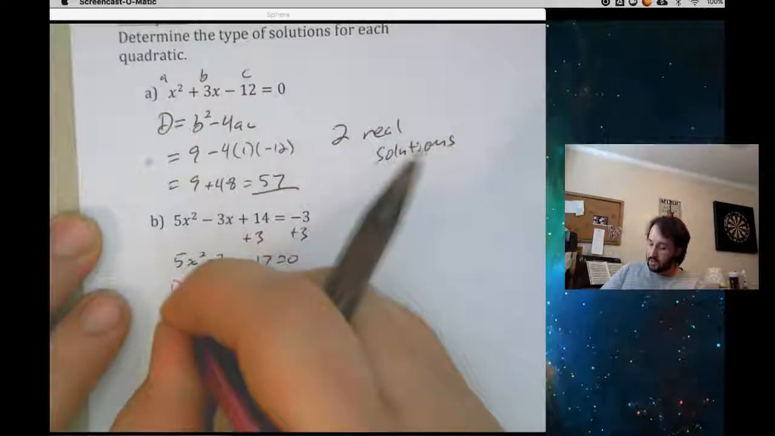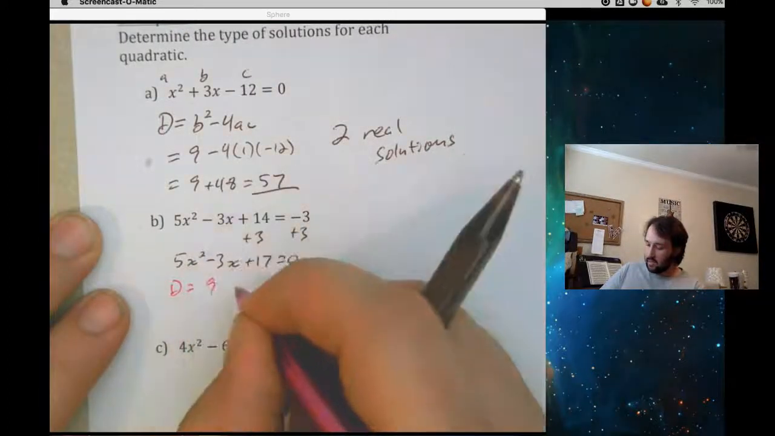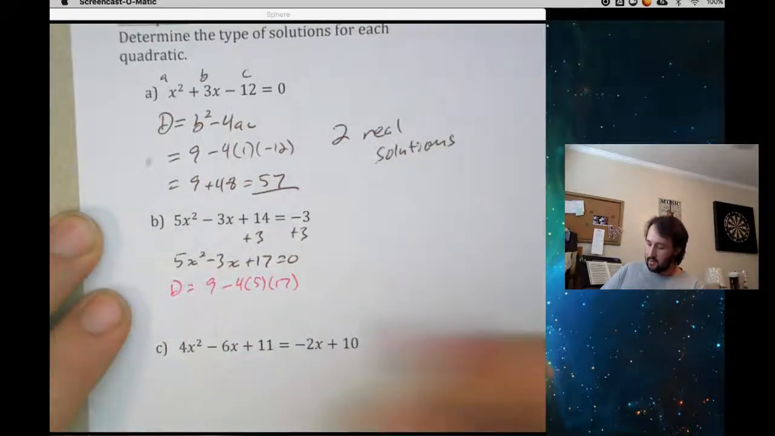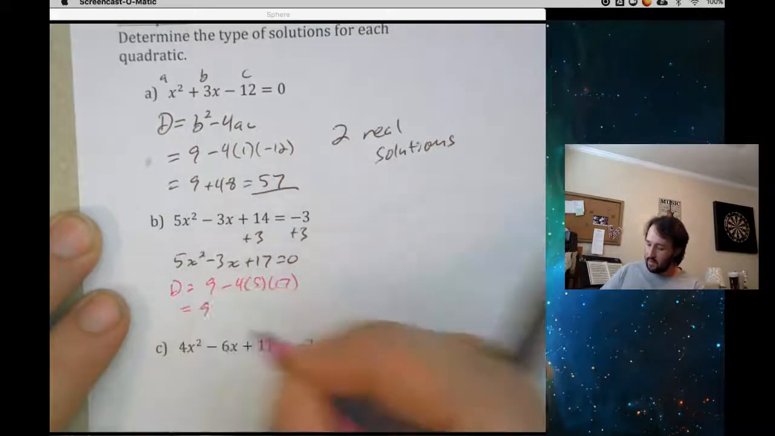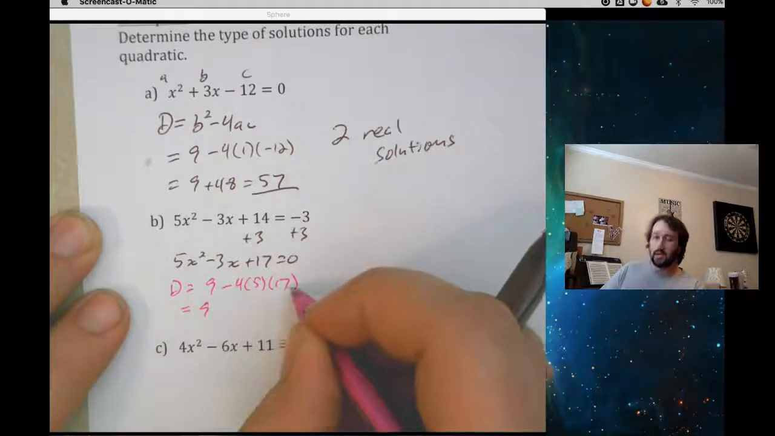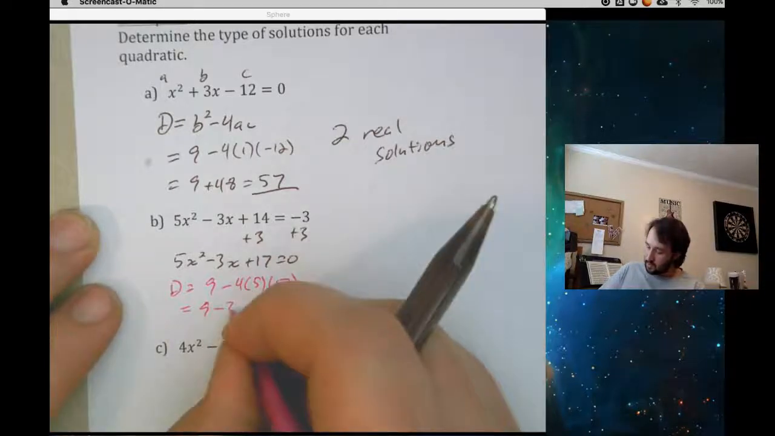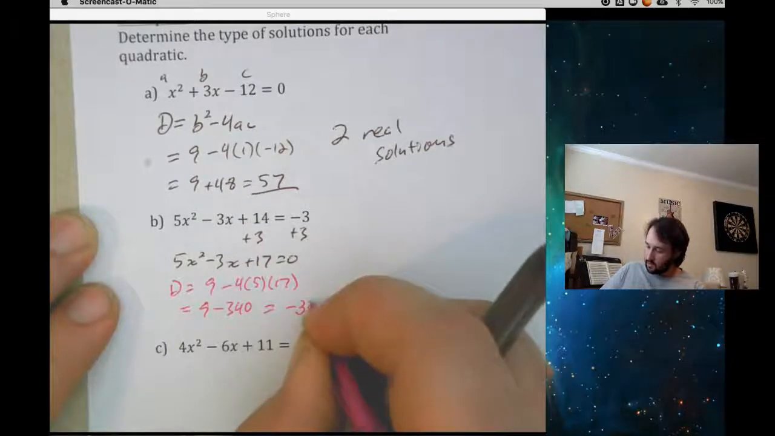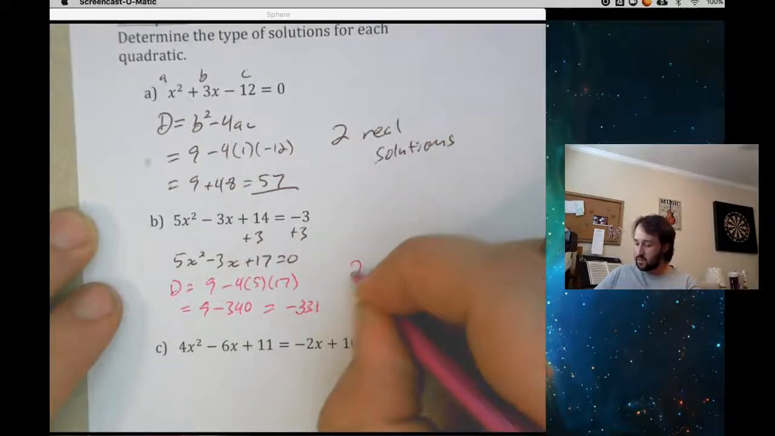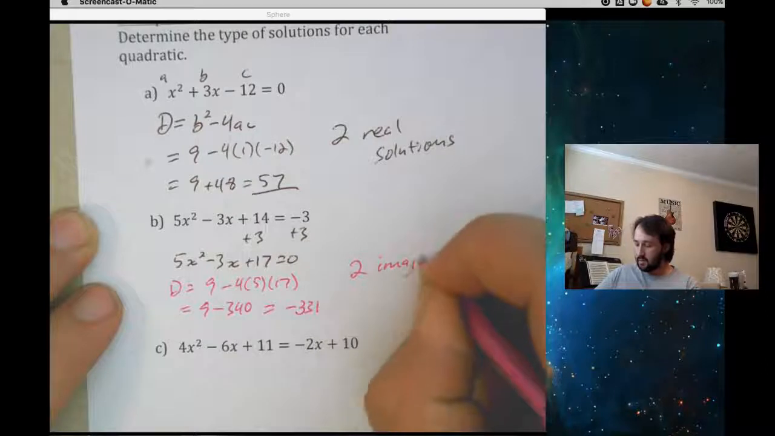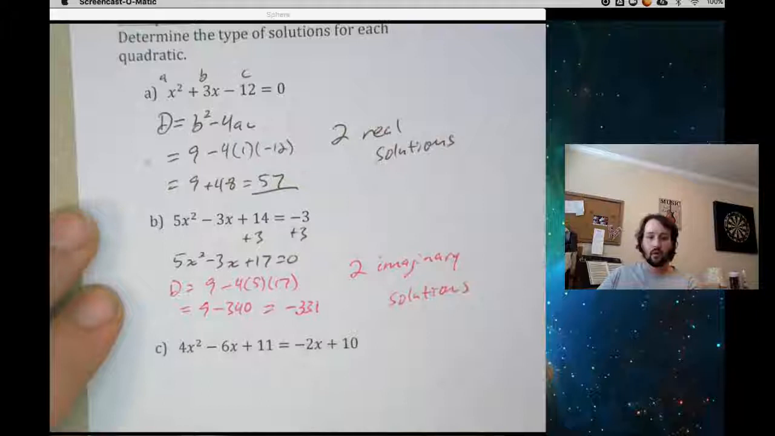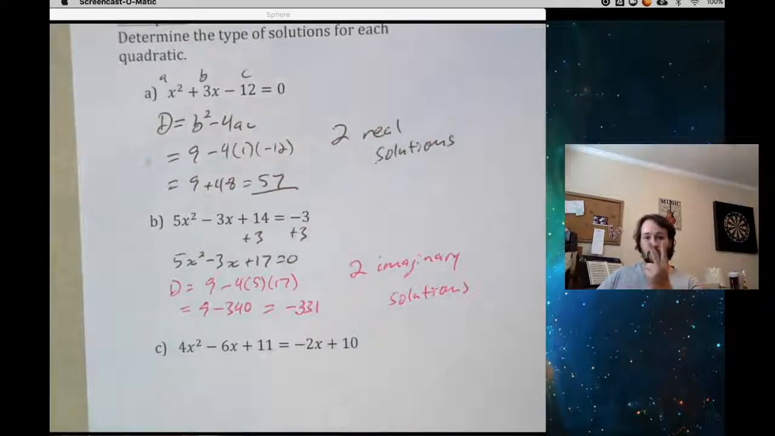So the discriminant is b squared, so 9 minus 4 times 5 times 17. So this is going to be way negative. So 4 times 5 times 17 would be 340, so minus 340. So my discriminant would be negative 331, which means I have two imaginary solutions. Remember, if you have one imaginary, you have two. You really have two. You got the plus and you got the minus.